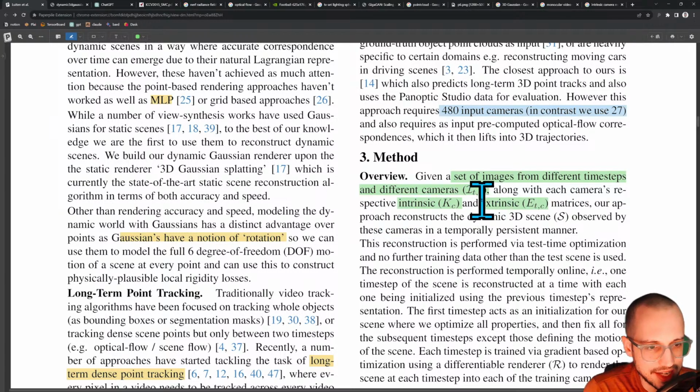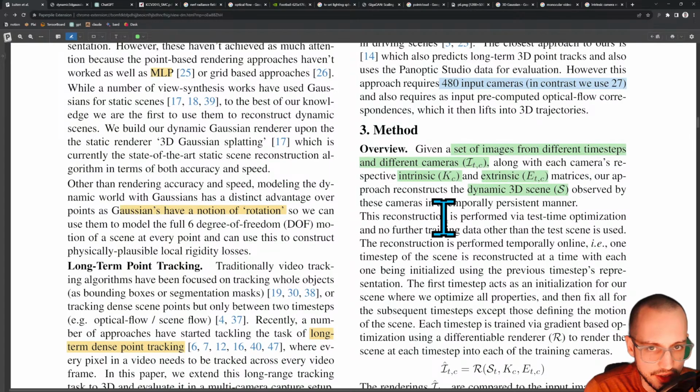Our approach reconstructs the dynamic 3D scene S observed by these cameras in a temporally persistent manner. This reconstruction is performed via test time optimization, and no further training data other than the test scene is used. One thing about these 3D Gaussians is that it's a machine learning process in that you're using gradient descent to learn the values of these Gaussian parameters, but it's not a neural network where you're feeding it data in a supervised learning context.